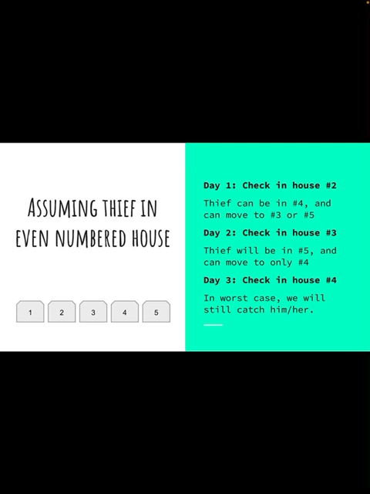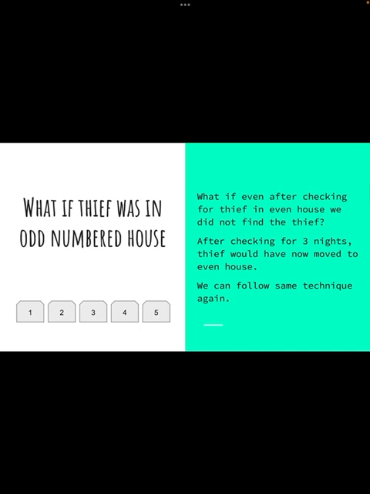So if we go and check house number 4 on day 3, we would be able to catch the thief. So in 3 days we would be able to catch the thief if the thief started off from an even numbered house. So that was the assumption, and we would be able to catch the thief in 3 days. Now what about the case when the thief was in an odd number house?